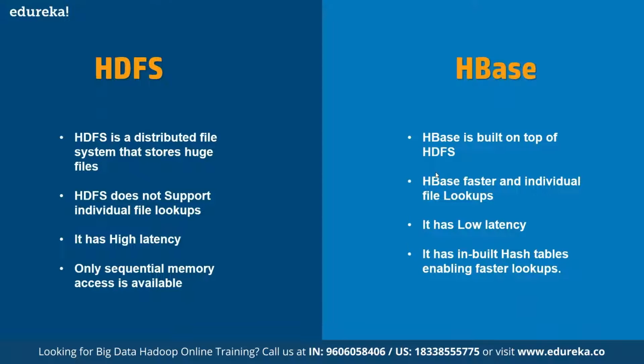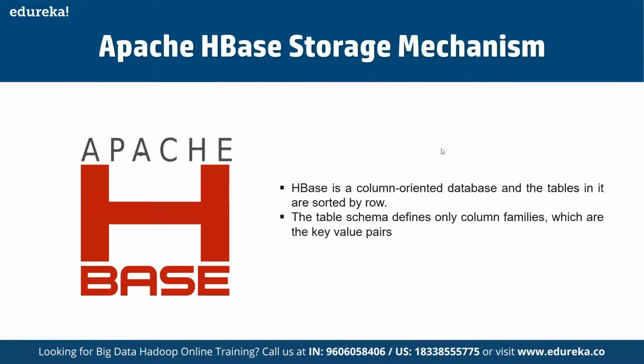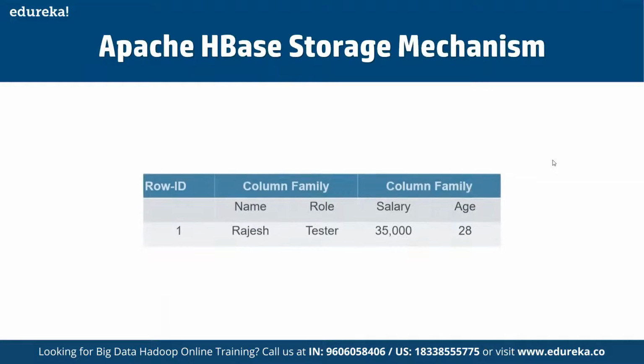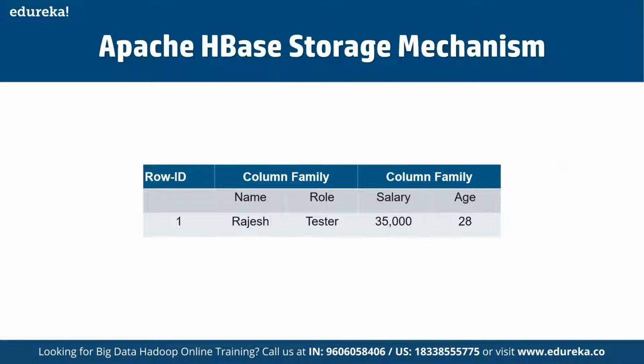So if we talk about the HBase storage mechanism, HBase is basically a column-oriented database. The table schema defines only column families and key-value pairs. That's why we can say HBase is a simple NoSQL database. It's not an SQL database, not part of the relational database service, but more like a complete NoSQL database service, like DynamoDB and Cassandra. These are NoSQL databases. For example, here we have defined a row ID, and then we have column families as name and role.